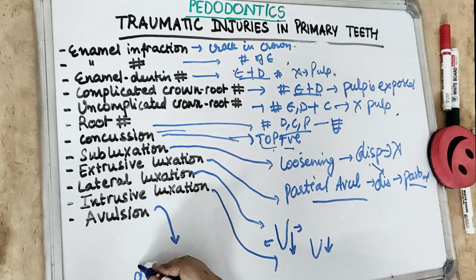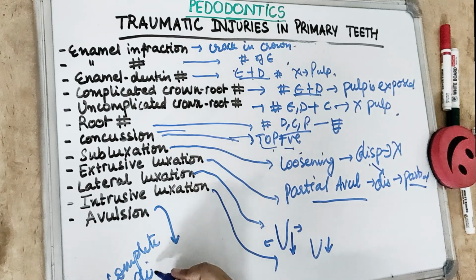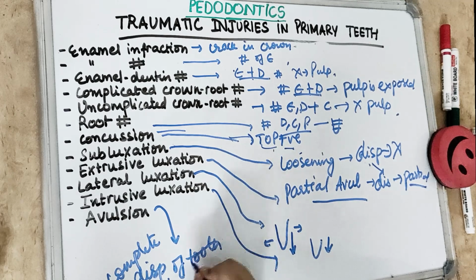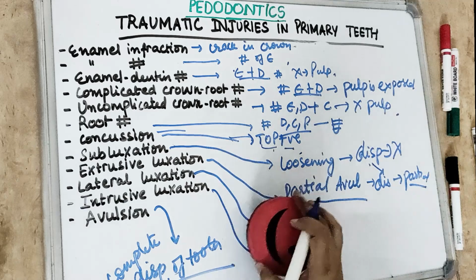So there is complete displacement. The displacement is complete in avulsion. So there is complete displacement of the tooth from the socket. Now the tooth has come out of the socket. So let's just go through again.